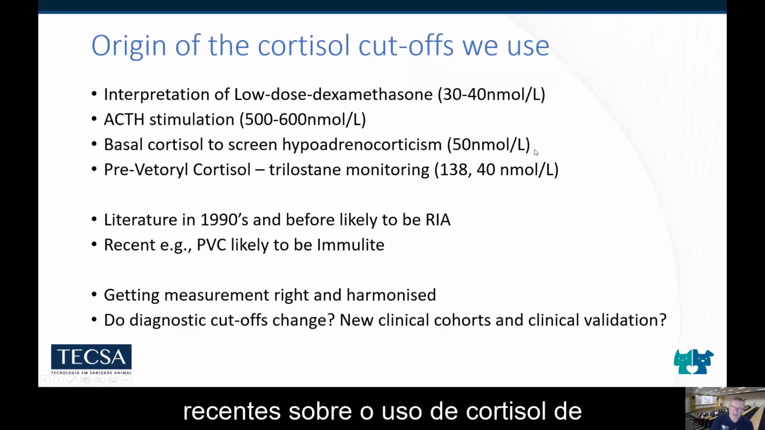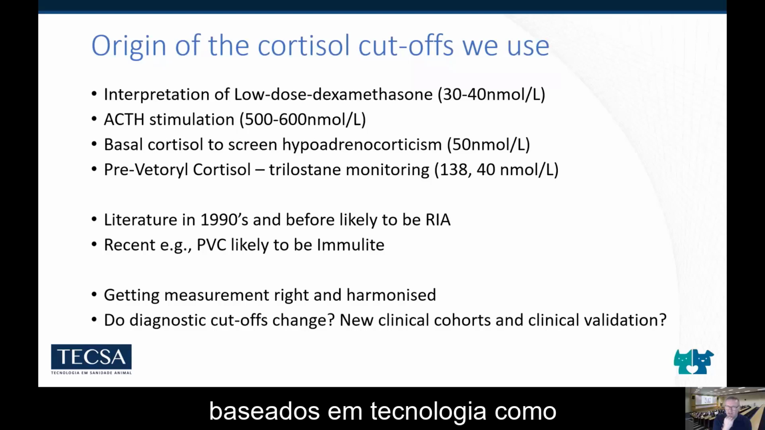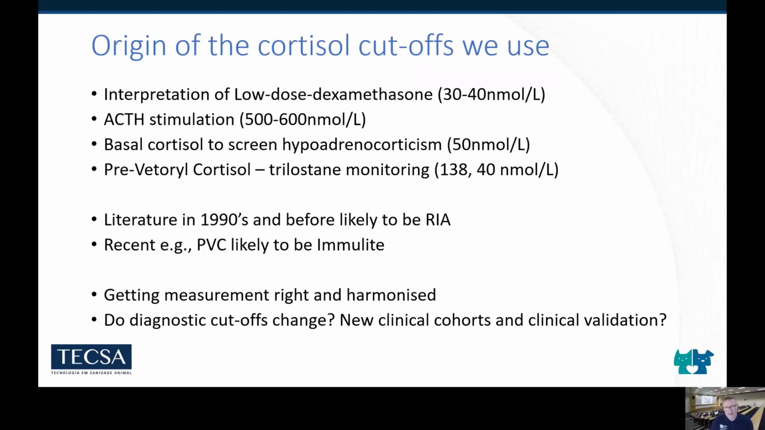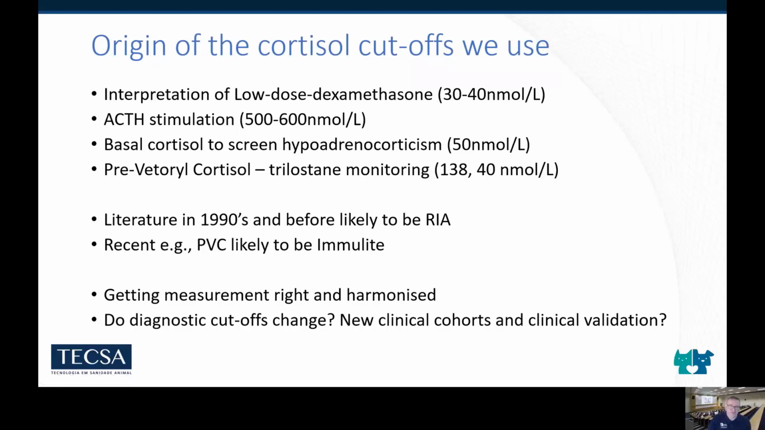Some of the recent reports on using baseline cortisol to screen for hypoadrenocorticism, those have often used technology like Immulite, so the values that are generated there are maybe more likely to represent values that are coming out of labs, as was the pre-Vetoryl cortisol. Some recent work suggested a different way to measure or monitor trilostane therapy. Again, relatively recent, from a lab or a group of labs that were generally using Immulite analyzers.